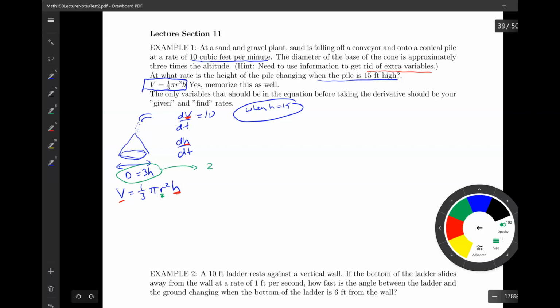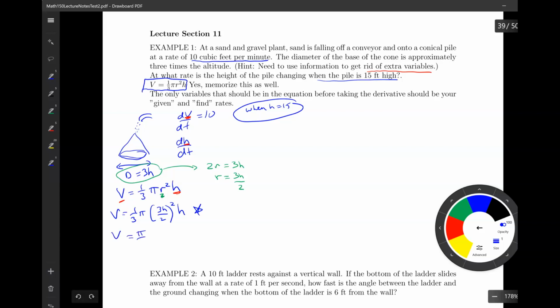Diameter is 2 times the radius, so if I solve for r, I get r is 3/2 h. Let's substitute that in. So I have pi over 3 times (3h over 2) squared times h. Definitely fix this before you take a derivative, because otherwise you've got a lot of product rule, chain rule, bunches of stuff. So let's fix it.